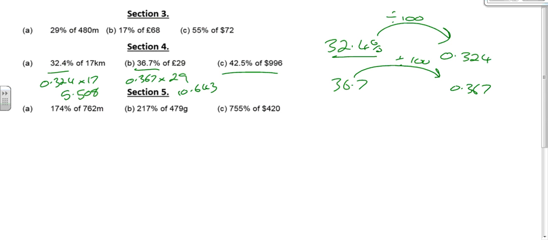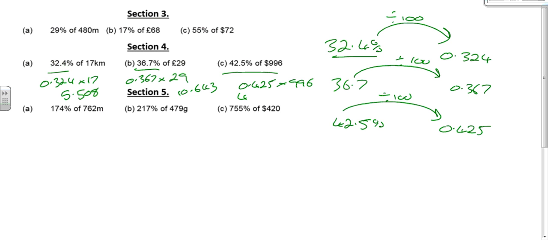10.643. Same thing again. 42.5% as a multiplier, so 42.5% divided by 100 equals 0.425. So 0.425 times by 996 equals 423.3. And again, this is in dollars, so we can put a 0 on the end. Oh, the other one, sorry, was in pounds. So we need to round to the nearest penny, so that should have gone down to £10.64.